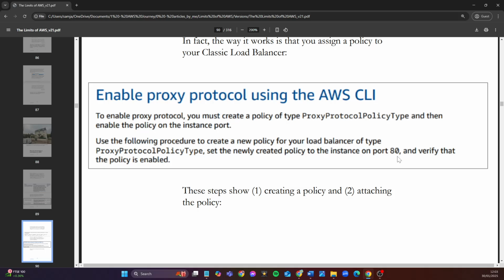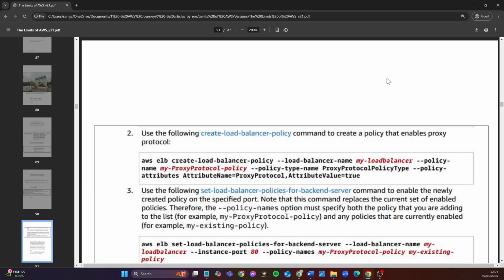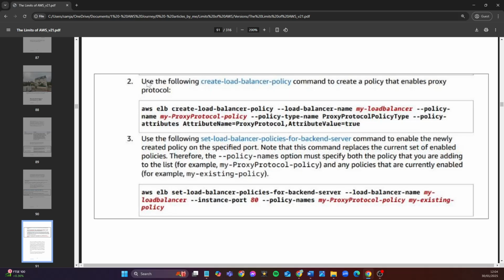Port 80 is the port conventionally used with HTTP. These steps show 1. Creating a policy, and 2. Attaching the policy. So 2. Use the following create load balancer policy command to create a policy that enables Proxy Protocol. Let's take a look at the commands.